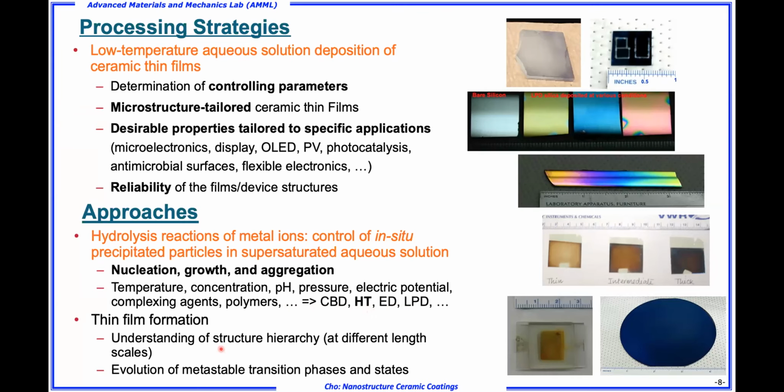And then the thin film would be formed through those structural hierarchies at different length scales, as I showed you as an example from the biomineral example. So we try to better understand and control the structure for the desirable property. There are also lots of metastable transition phases and states involved, so we need to have better control on those evolutions.